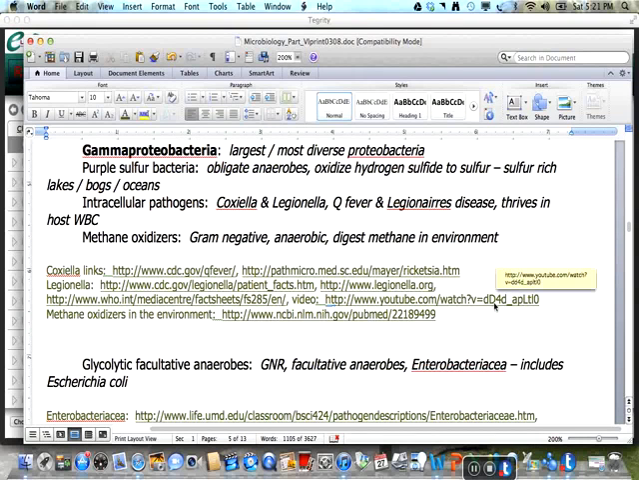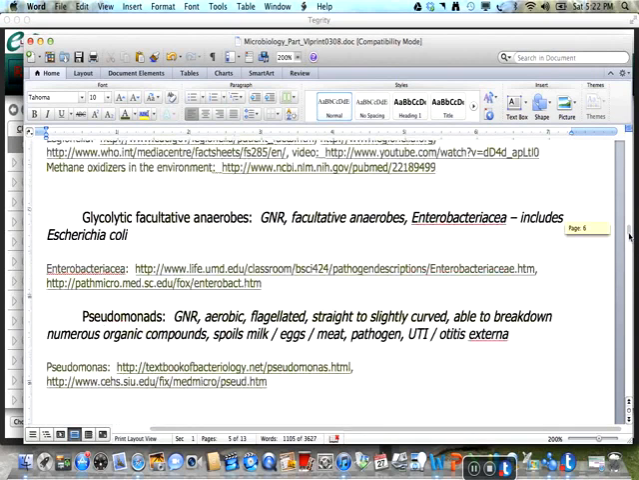This video here gives a nice explanation of Legionnaires' disease and how easily it can grow in water supplies. The methane oxidizers are gram-negative organisms that digest methane in the environment. And here's a little bit of information on methane oxidizers in the environment.